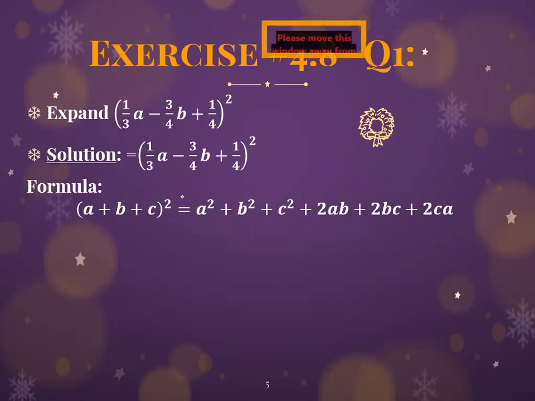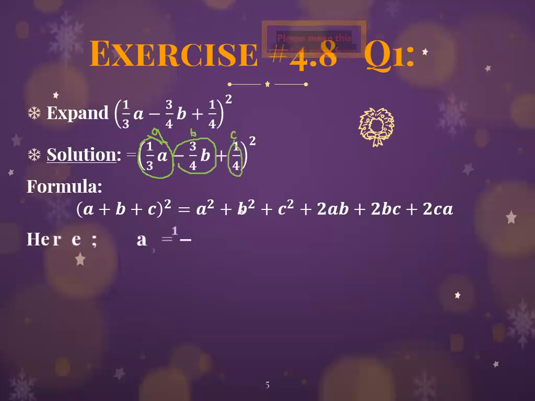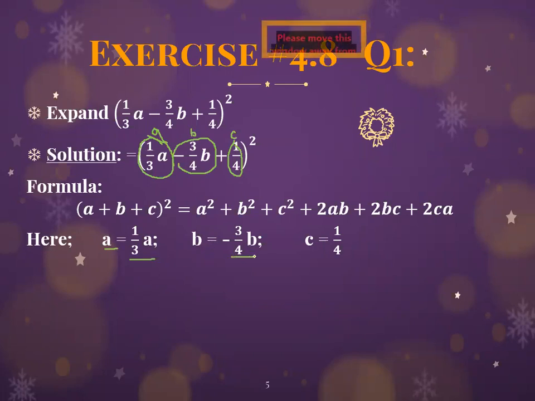Now what you have to do is identify which is your term here. This one will be your term a. This minus 3 upon 4b will be term b, and this 1 upon 4 will be your term c. So in the next step you are going to write down your terms here. Here a will be equal to 1 upon 3a, b will be equal to minus 3 upon 4b, and c will be equal to 1 upon 4.